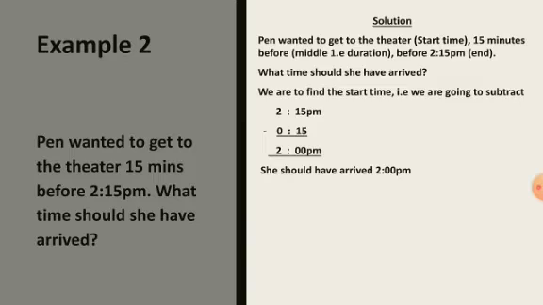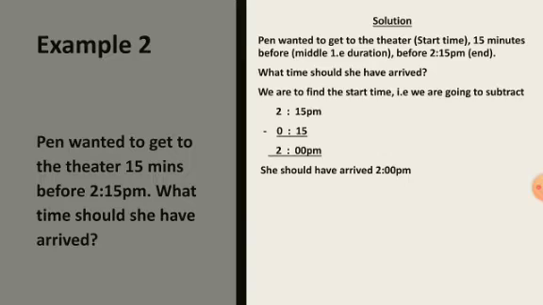Pen wanted to get to the theater 15 minutes before 15 past 2 p.m. What time should she have arrived? Solution. Pen wanted to get to the theater, that is the start time. The time she ought to have gotten to the theater is the start time. 15 minutes before, that is the duration, which is the middle. Then before 15 minutes past 2 p.m.